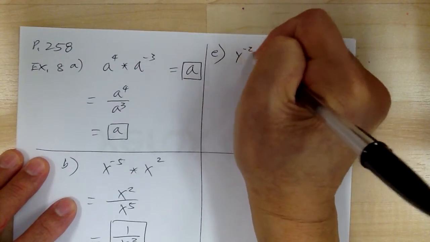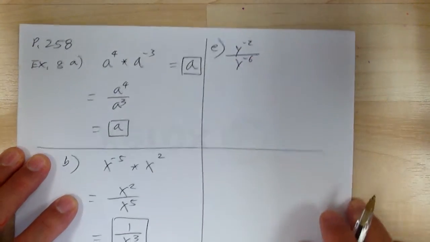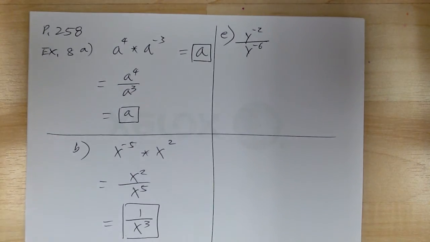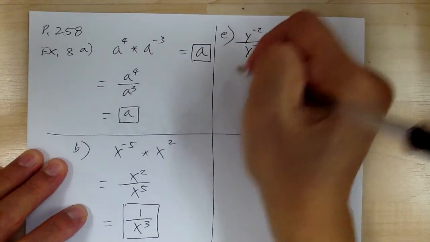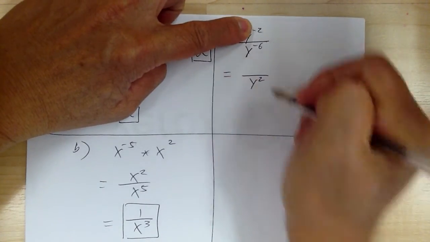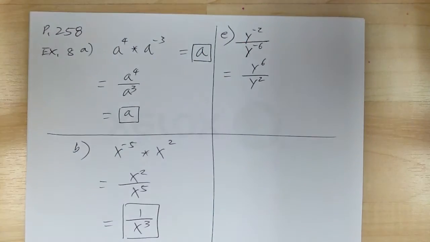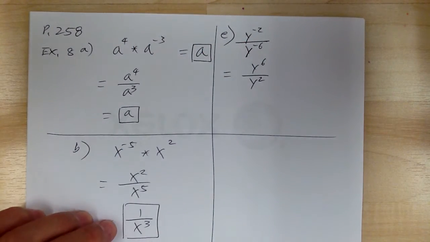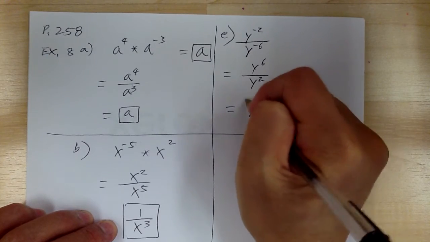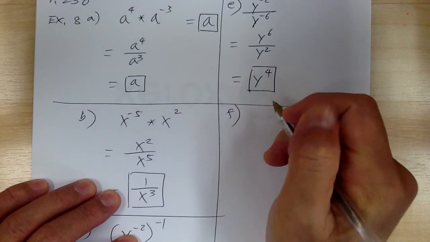You have y to the negative 2 over y to the negative 6. Again, if you try to subtract, it's easy to make mistakes, right? So I think it's better to just do the flipping. So this is the negative exponent, so this gets flipped to the bottom. This is negative, so it gets flipped to the top, right? Again, negative exponent means you flip it over to the other side. And then after that, you simplify. This will give you y to the 4, and that's it. Okay. Let's go to F.